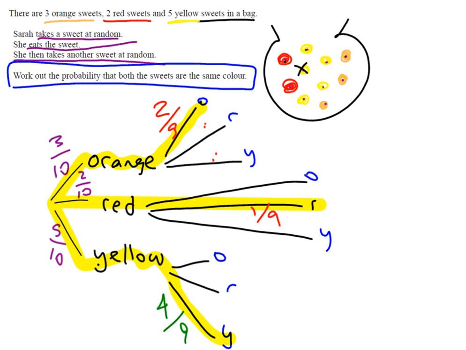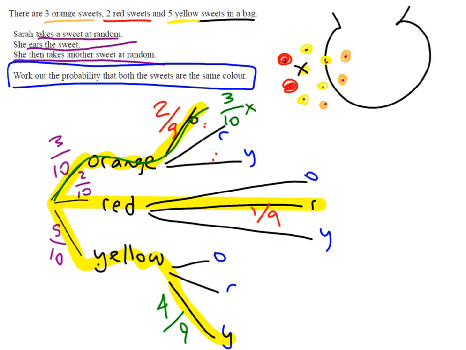So let's do the probabilities. We're going to multiply across the rows and then add. So 3 out of 10 times 2 out of 9. 3 over 10 times, can I move my bag of sweets? Disaster. Sorry about this. Sweets everywhere. Put these back in the bag there.